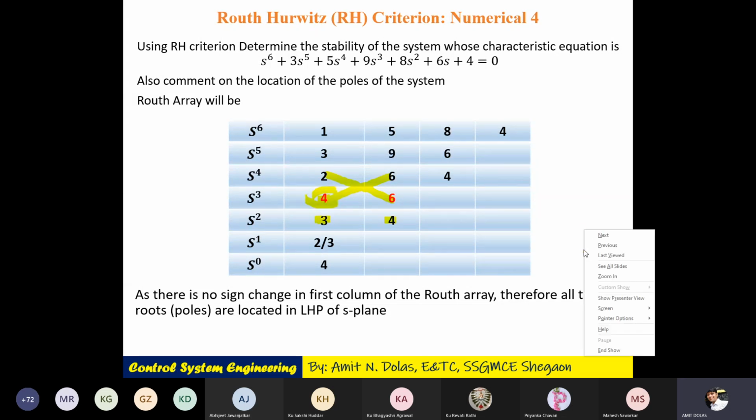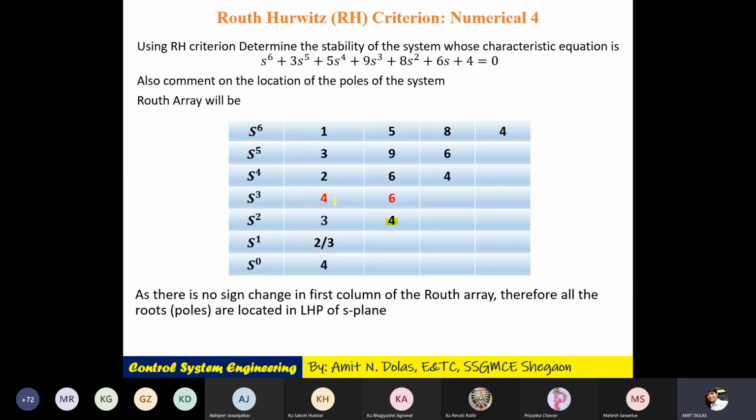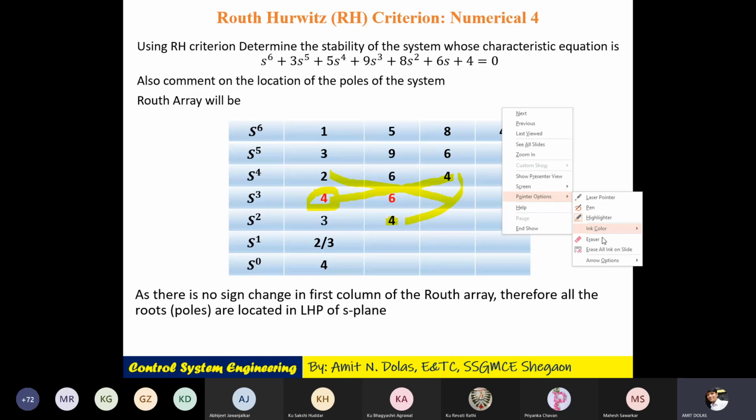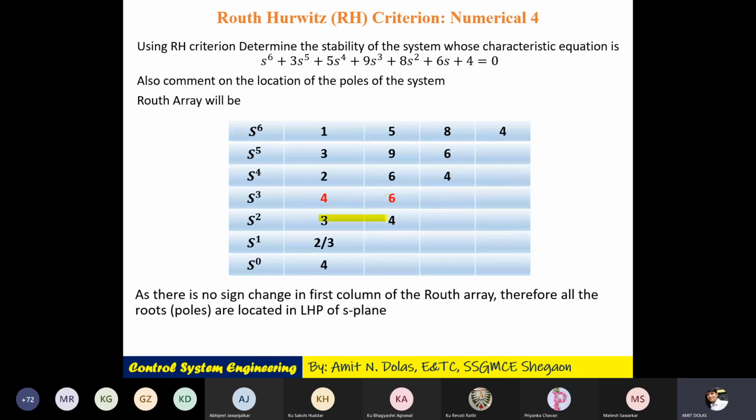Next element यहाँ पे ये element. So 4 into 4, 16, minus 2 into 0, 0. So 16. 16 divided by 4 will be of course 4. या फिर ये उठा के यहाँ पे लाया तो भी कोई आंसर गलत होने वाला नहीं है. But I will tell you the procedure as well. Okay, I got this 3, 4.